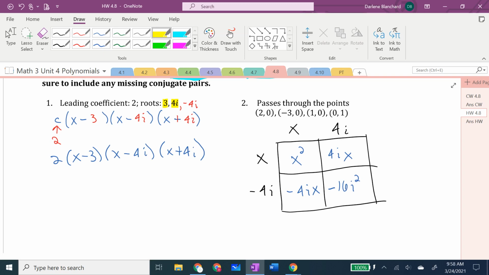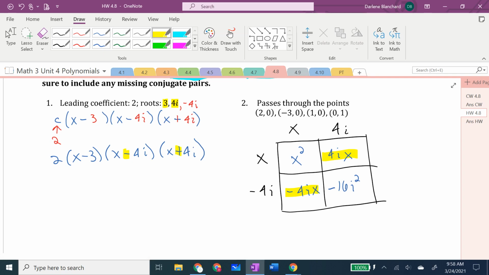Anytime you multiply a pair of conjugates, that duo will add to make 0 every single time. But I caution you, this is only when you have conjugates. The only difference is one's a subtraction, one's an addition. Everything else is identical. If you are not in this situation, don't ever do this.